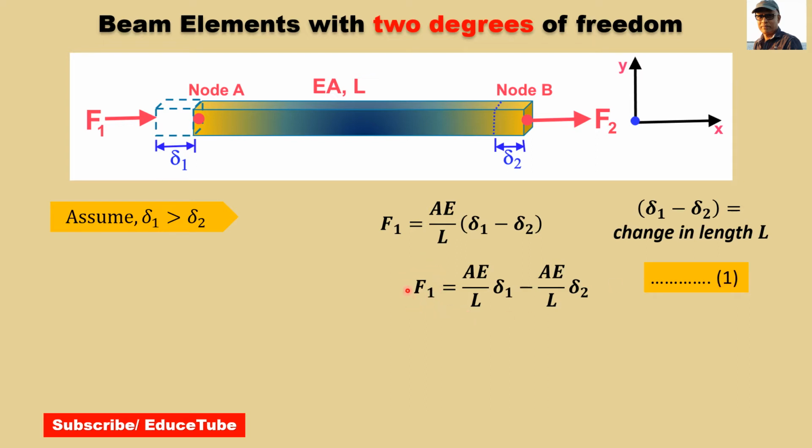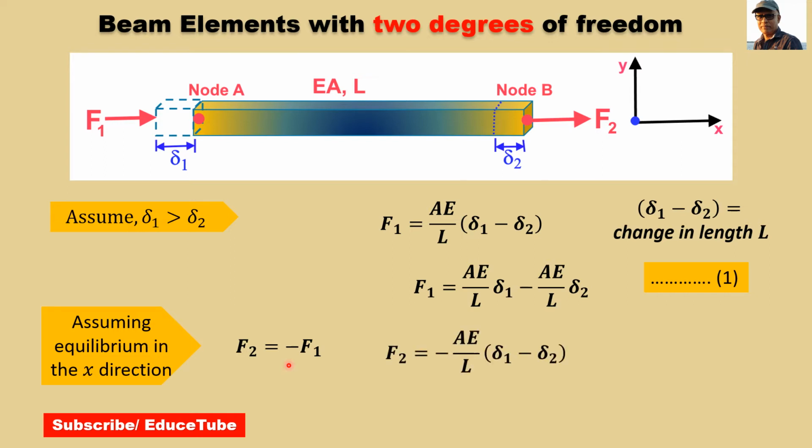So we got F1. How to get force F2? This is very simple. Assuming equilibrium in the X direction, the relation between force F1 and F2 must be like this. Once we get this, we can find F2 by replacing F1 in this equation. So it takes this form. Expanding, we write it as this. So we got 2 equations.